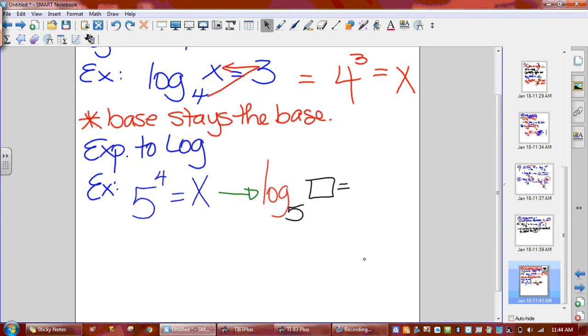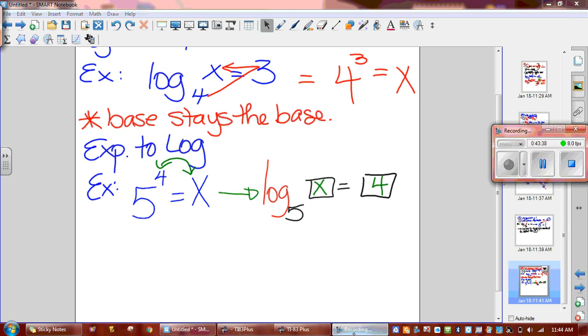Okay, so we have 2 spots left, and we have to know where they go. So the rule is, these 2 switch places, the 4 and the x. So on top of the 5 now, I'm going to have the x, and the 4 is going to go after the equal sign. Okay? And then your 7 rule will work to get you back to log, or to exponential. Okay? Write those down, check your work.